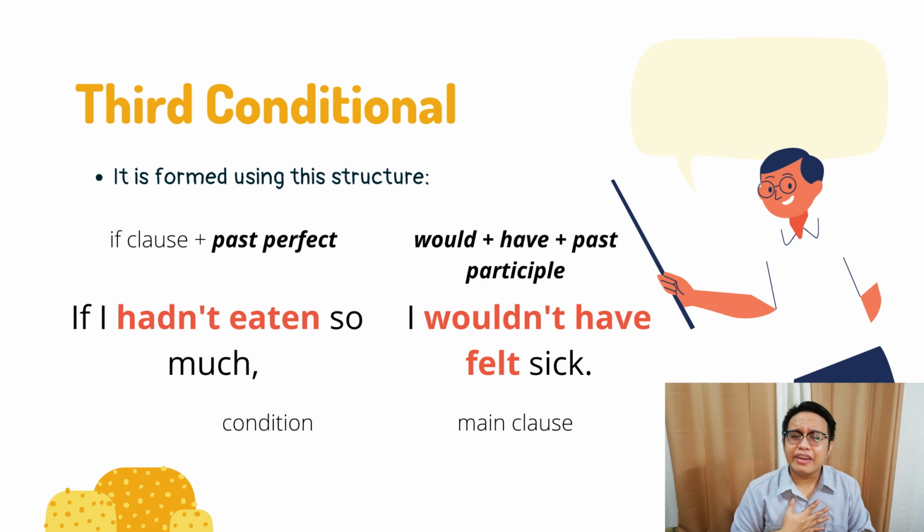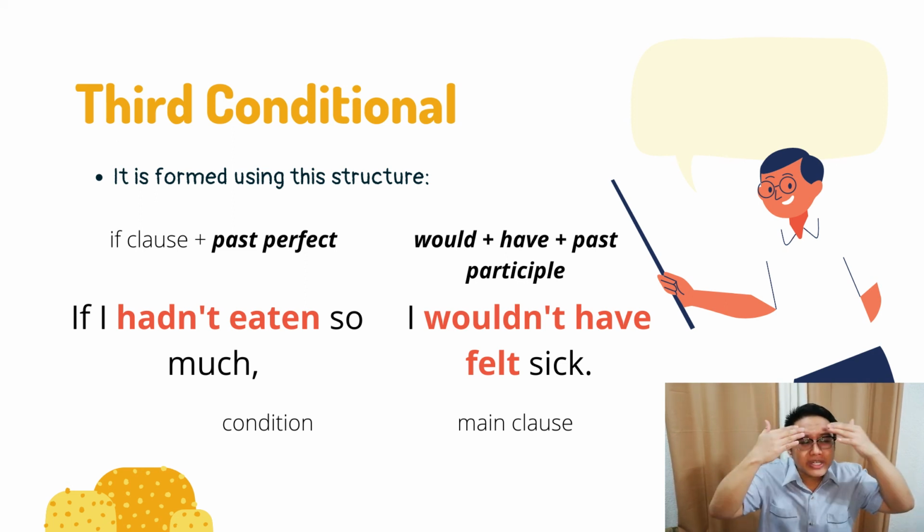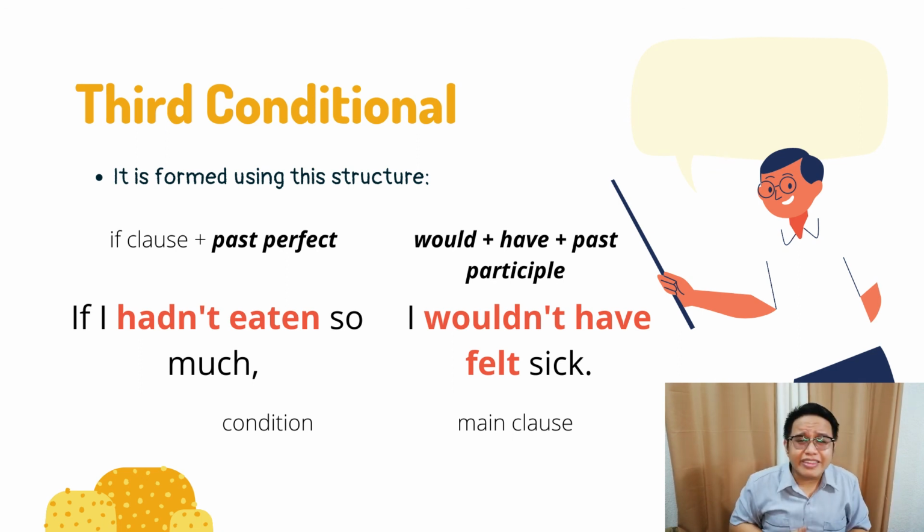Here. If I had not eaten too much, I would not have felt sick. Okay? So that means I ate a lot, and I can no longer undo it. So I'm just wishing right now that if I had not eaten so much, it uses the past perfect had eaten. Okay? So if I had not eaten so much, then the main clause is I would not have felt sick. So we have the would, we have the have, and we have the past participle.